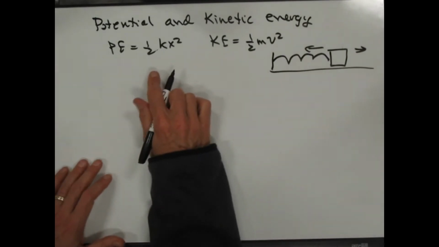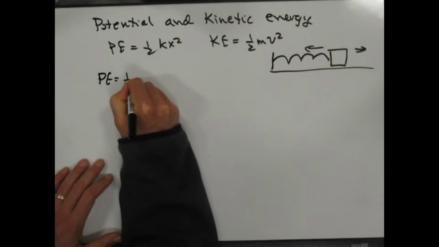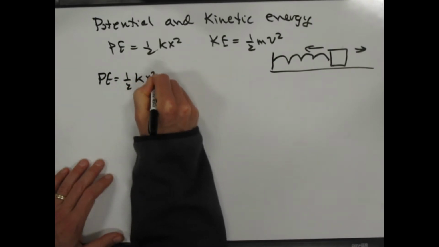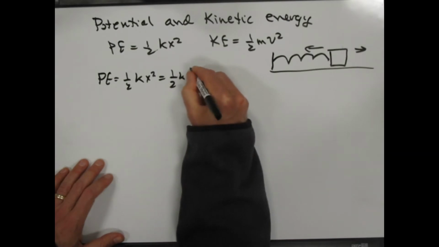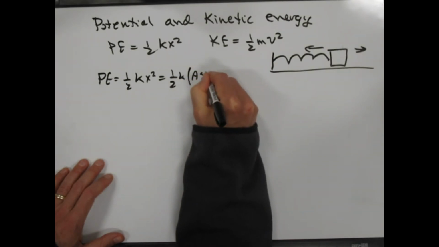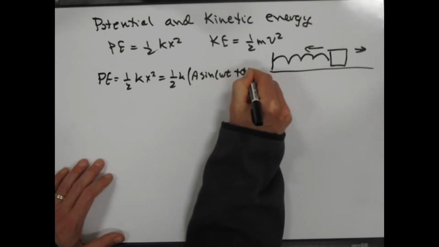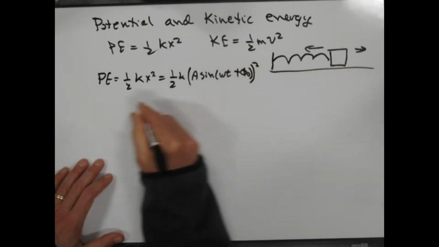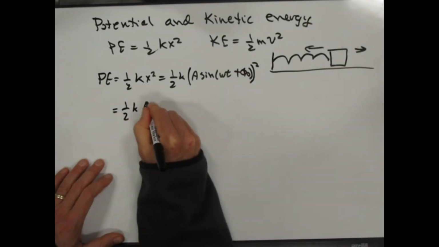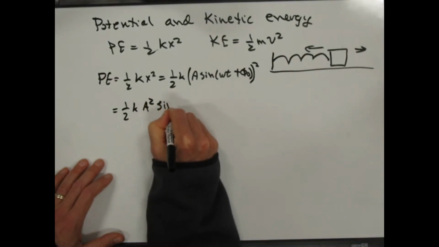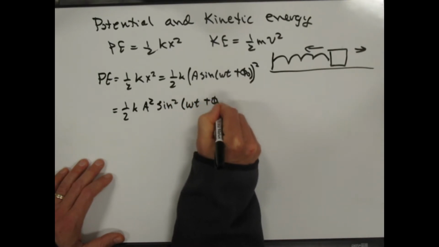Well, we can calculate these things. We can say, look, the potential energy is 1/2 k x squared. That's equal to 1/2 k times A sine of omega t plus phi naught, squared. And so that's 1/2 k A squared sine squared of omega t plus phi naught.